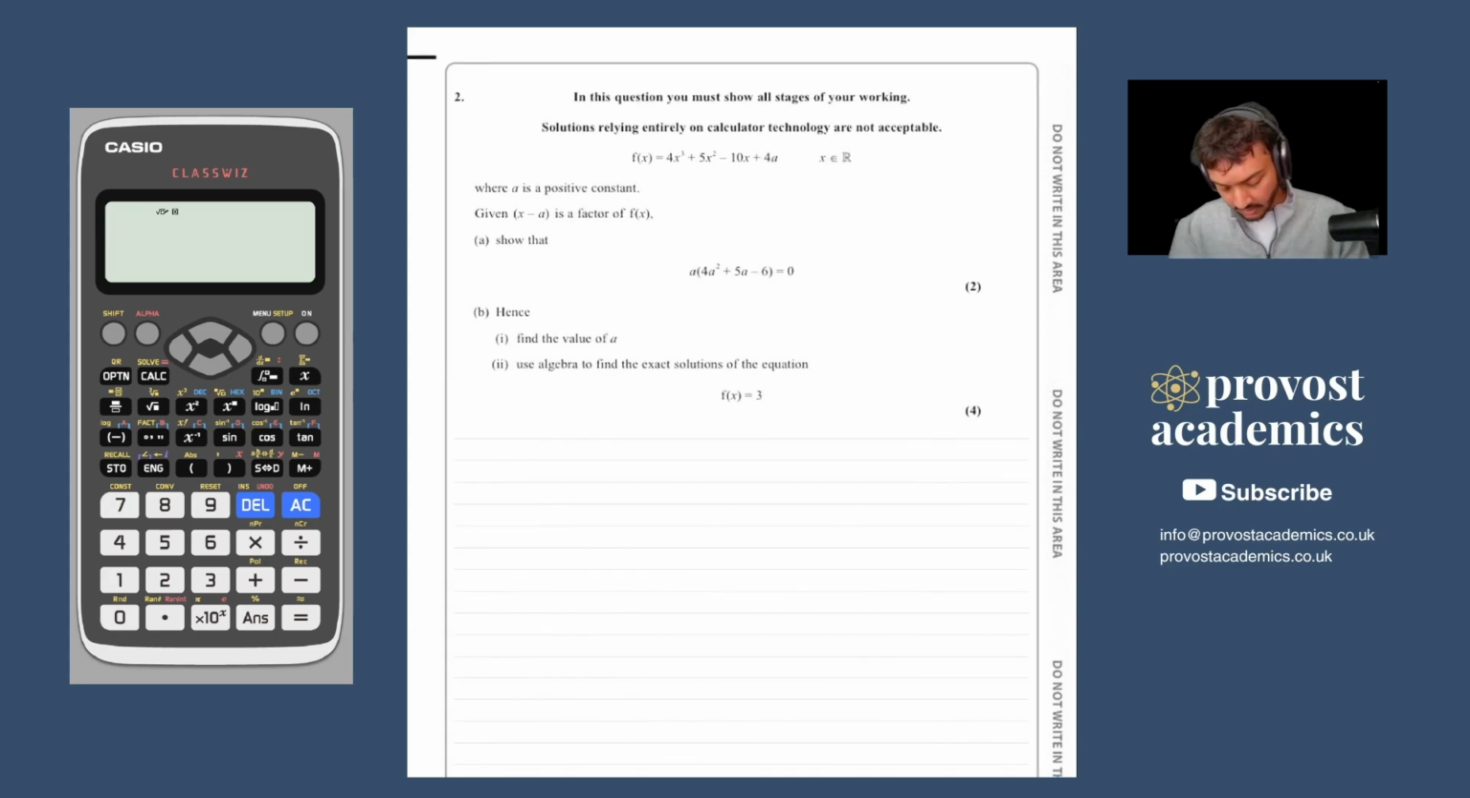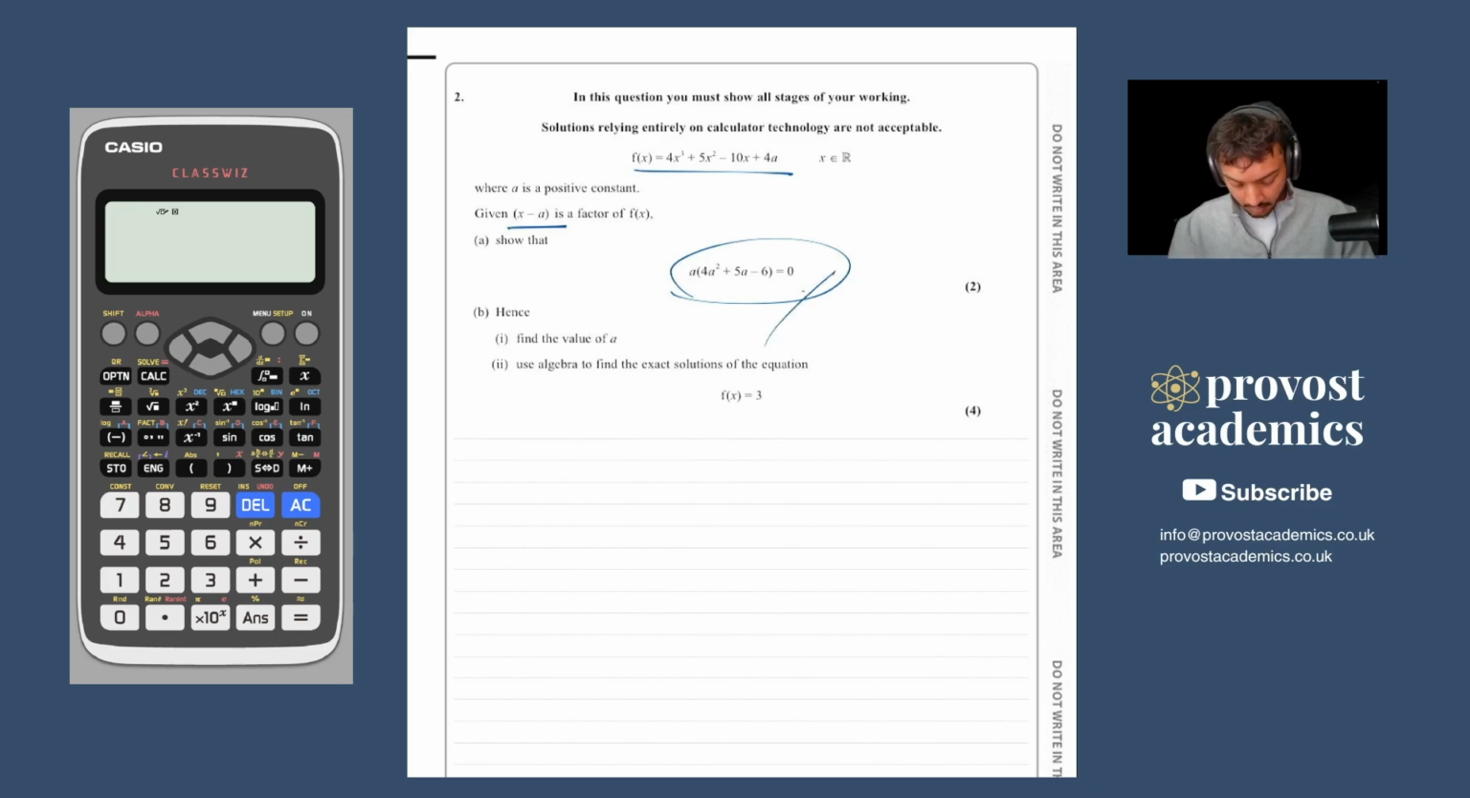Okay, looks like a factor theorem question. We've been given a factor of this equation and we're asked to show that this is some equation. My first instinct here would be to use the factor theorem and say if x minus a is a factor, then x equals a must be a solution. So I'll sub it into my function and hopefully I come out with whatever we're looking for.